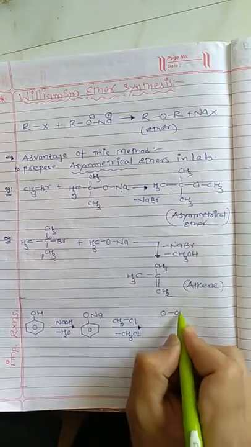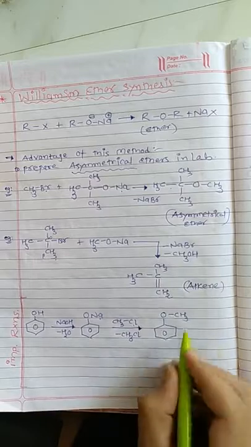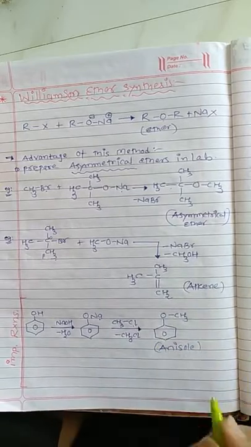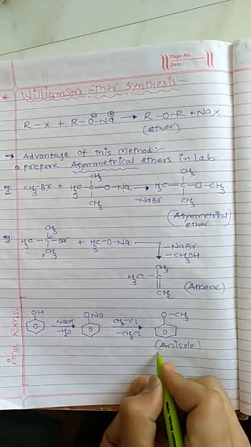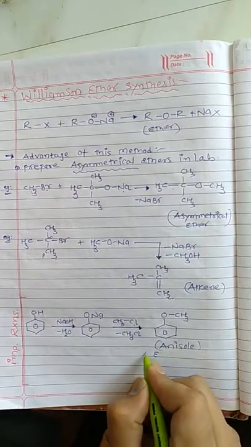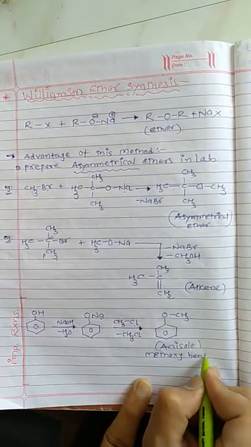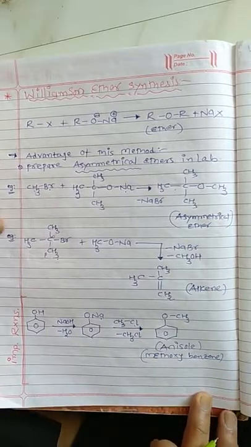So we have O CH3 attached to a benzene ring. This is called anisole. This is the popular or trivial name of this compound. Now what is the IUPAC name? It is methoxybenzene. It is called methoxybenzene.